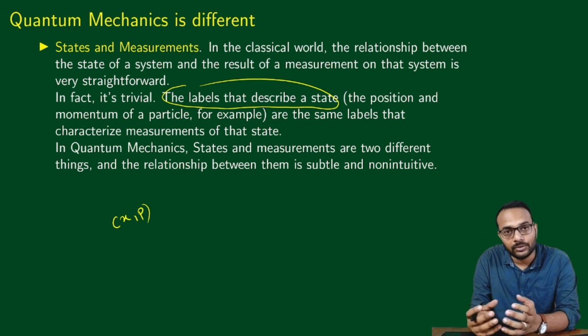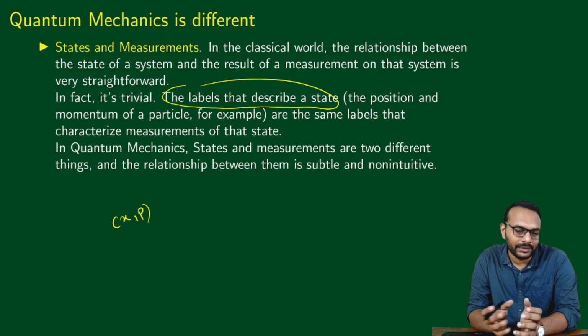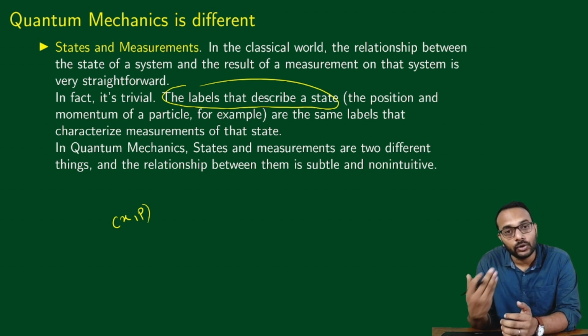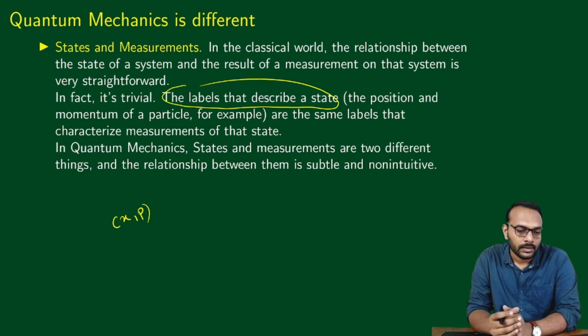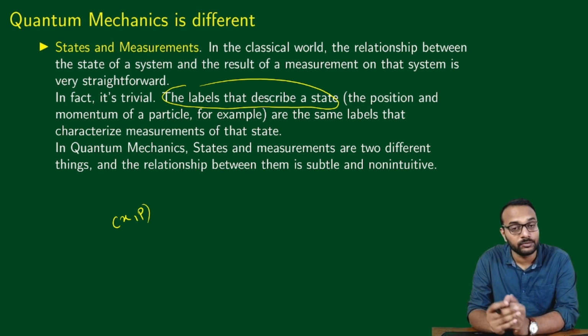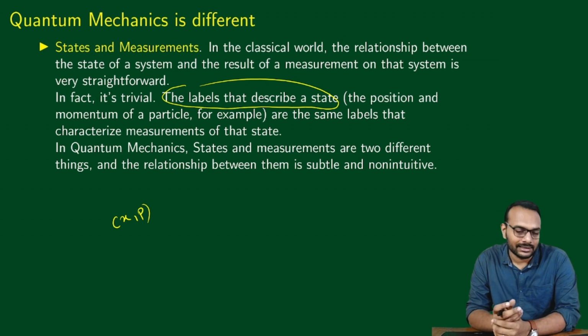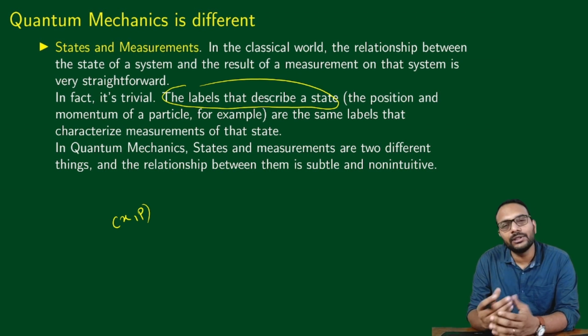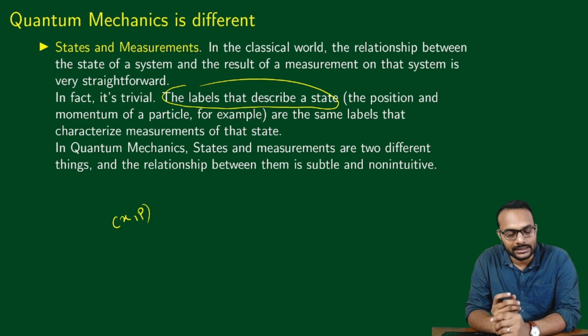And the relationship between the state and the possible measurements is not complicated, but it's very subtle, and it's completely non-intuitive. It's very difficult to understand this completely. So in quantum mechanics, we have a mathematical framework which works perfectly, but there are certain underlying things which we don't yet understand completely.